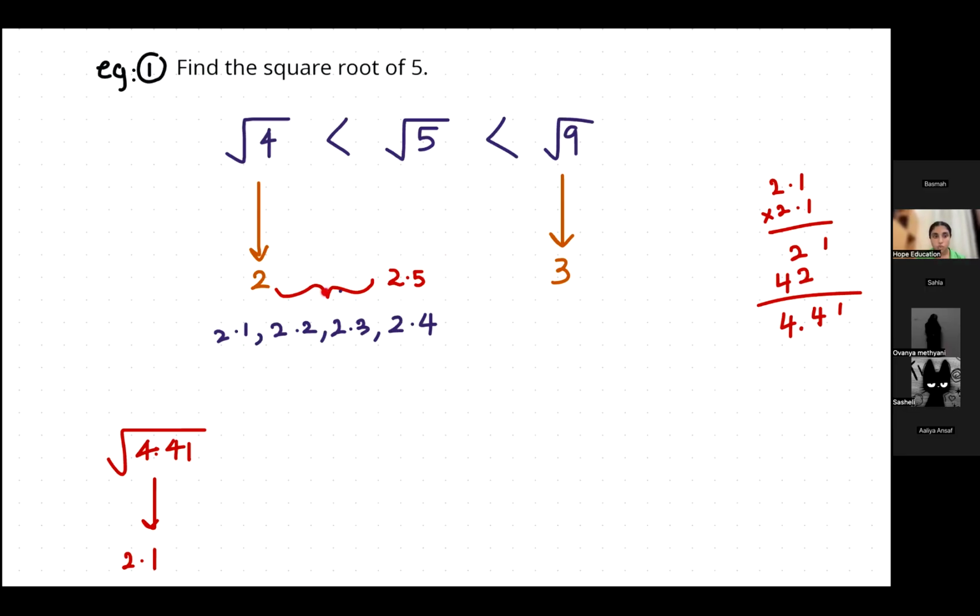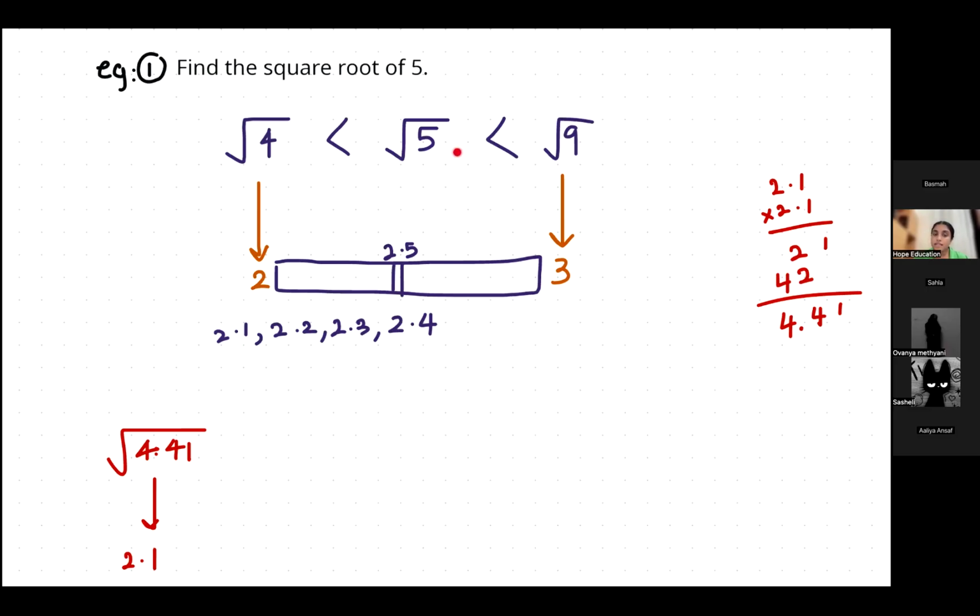Right? So, let me show it in a different way. If you take the gap between 2 and 3, exactly in the middle is 2.5. Then 2.1, 2.2, 2.3 and 2.4 are before 2.5. Then 2.6, 2.7, 2.8 and 2.9 are after 2.5. Is that clear? Sala, Sasheli, is it clear? Yes, miss. Okay.